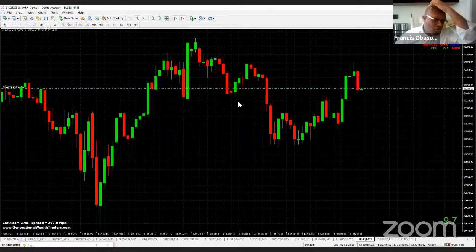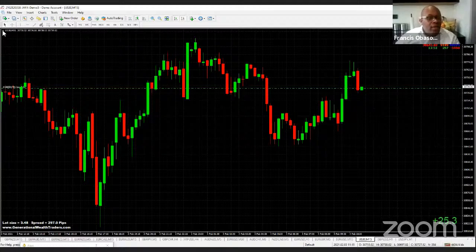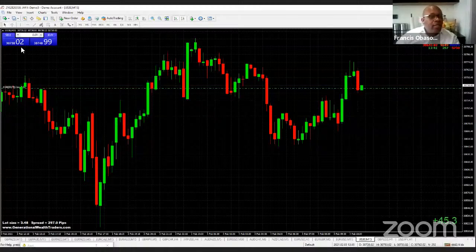Okay, so one of the ways you can actually check the spread is by going on here. If you click on this triangle pointing down, it shows that, you can see the numbers there. We're not going into details in this today.